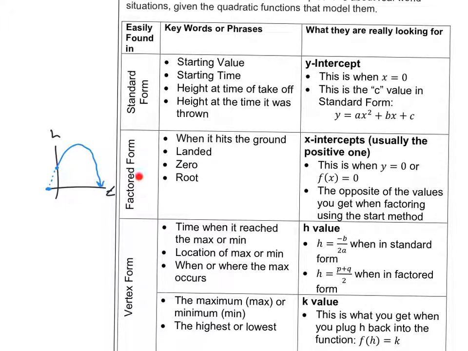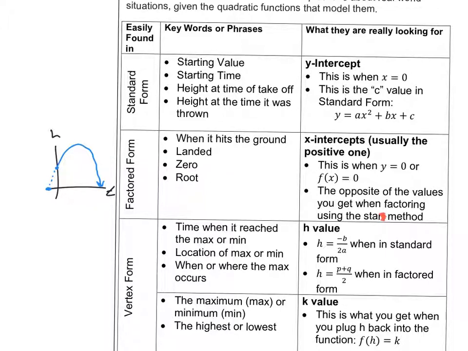This is most easily found in factored form. Remember, it's the opposite of the values you get when you factor it using this. That should say star method, not start method.